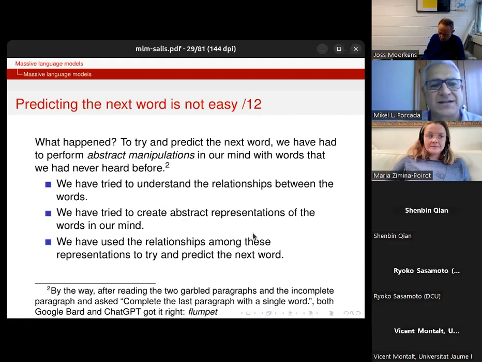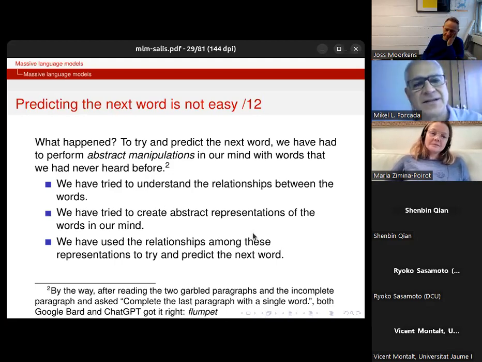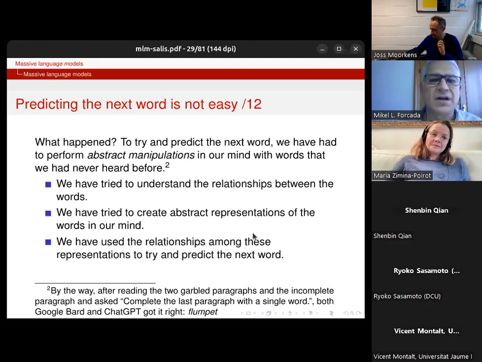to show you that if you succeeded in predicting that the word was flumpet, what you did was try to understand the relationship between the words. You didn't know what the words meant, but you tried to create some abstract thing in your mind associated to the word and manipulate it to predict the next word, maybe. Or you just saw patterns in the text. That's the way we learn new words in language. Many times you encounter a word which you don't know, but the context probably gives you enough information to learn.